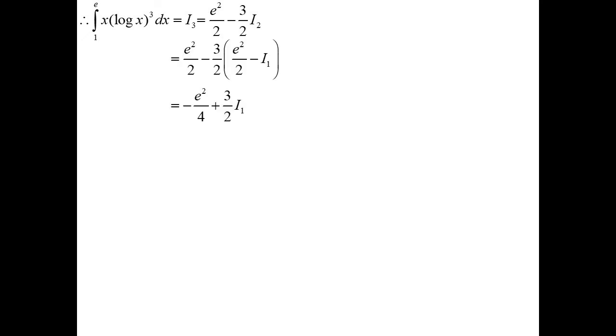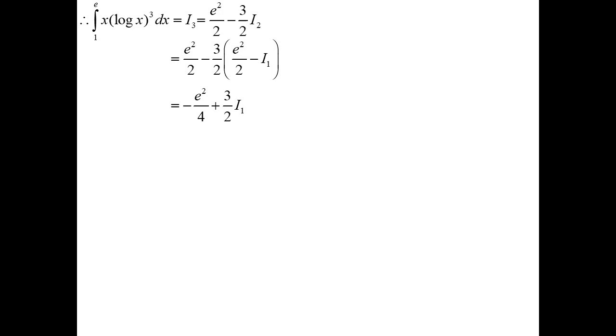So the one that they've asked for is I_3. So using my formula, I know I_3 will be e squared on 2 minus 3 on 2 times I_2. But now I can use the formula to work out I_2. I_2 would be e squared on 2 minus I_1. And tidying that up, I get plus 3 on 2 I_1.